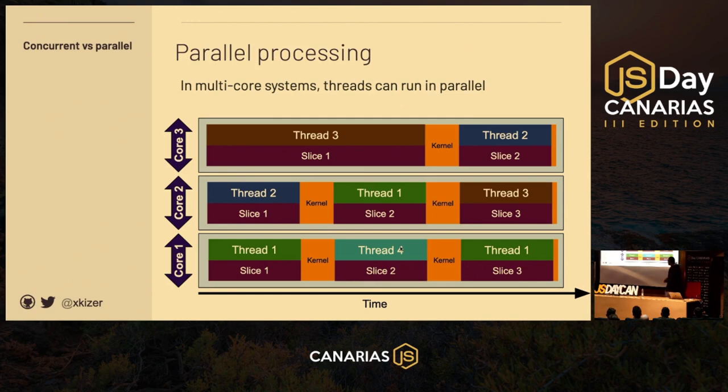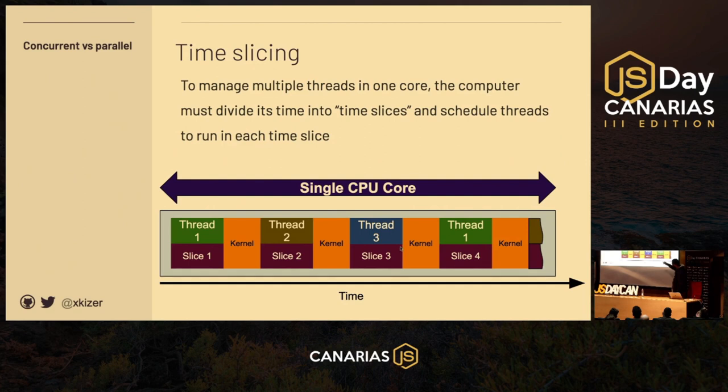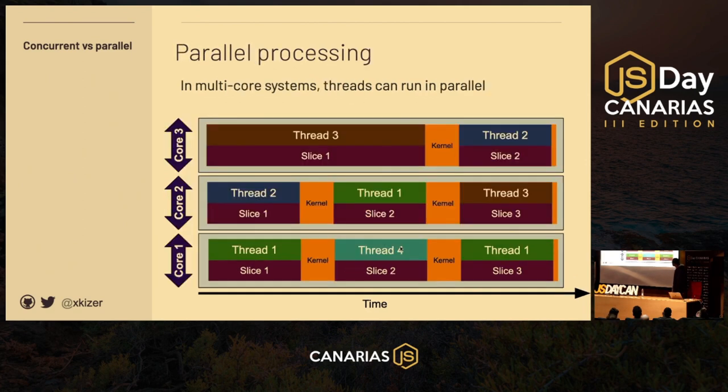When we add parallelism, when we add more cores, you see that we have more output. Threads get more time, assuming that this time and this time are the same. Here we have much more time for each thread, but it doesn't mean that we don't still have these kernel tasks. The kernel still has to do some work. Also, in a computer system we usually have more threads than cores. So you still have some concurrency in each core, but when you add parallelism, it speeds things up.